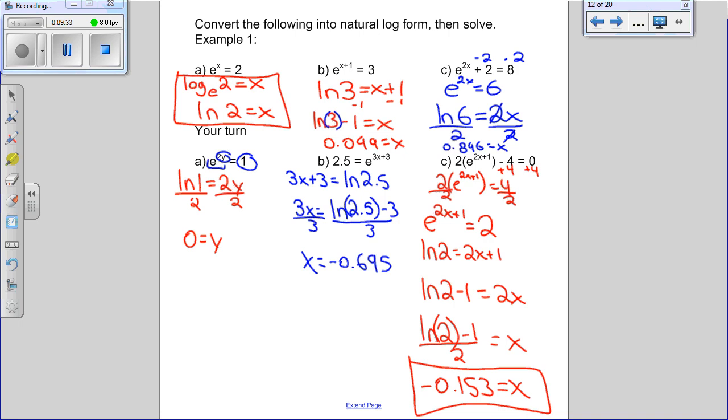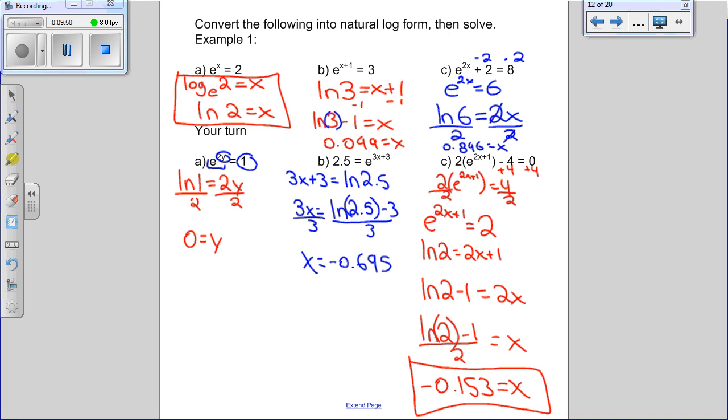So you change it into log form. I use the natural log. I call it ln instead of calling it a log. So I change this into ln 2.5 equals, and then the exponent is now by itself. I need to move the 3 over, then divide by 3.